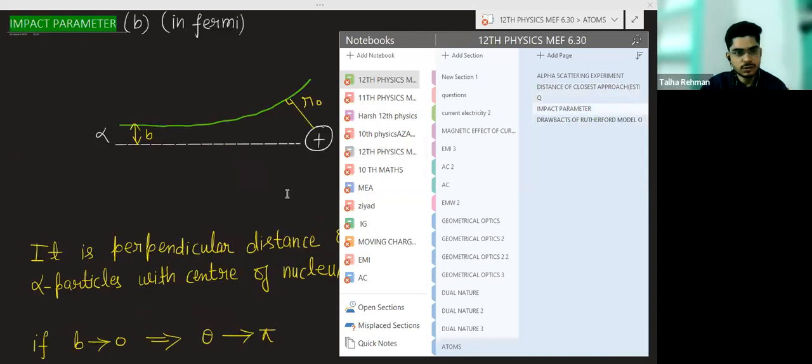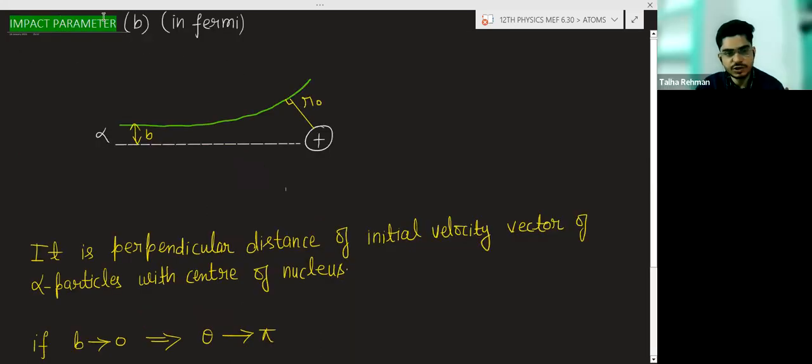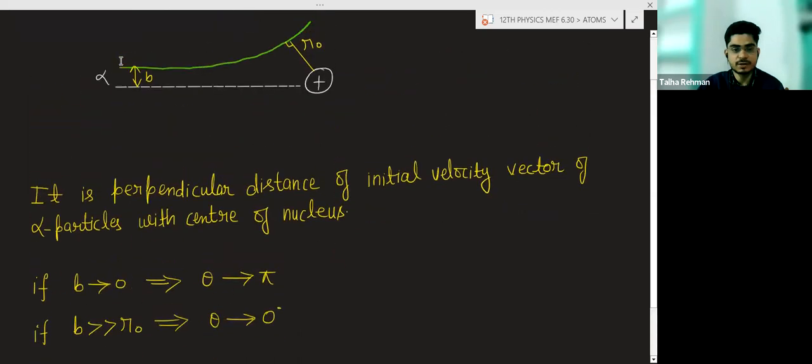After this, the topic is impact parameter. So impact parameter is represented by small b. We will represent impact parameter with small b. And this is also measured in Fermi because this is a very small distance. So now what is impact parameter?